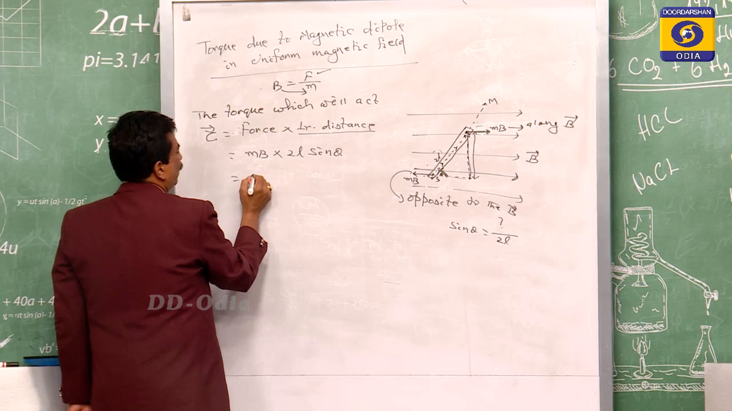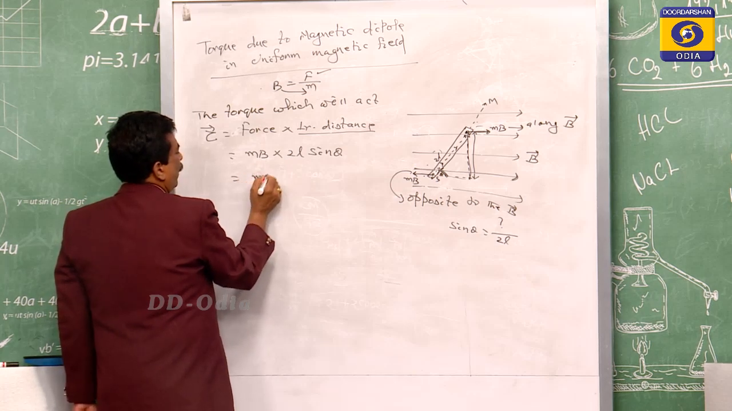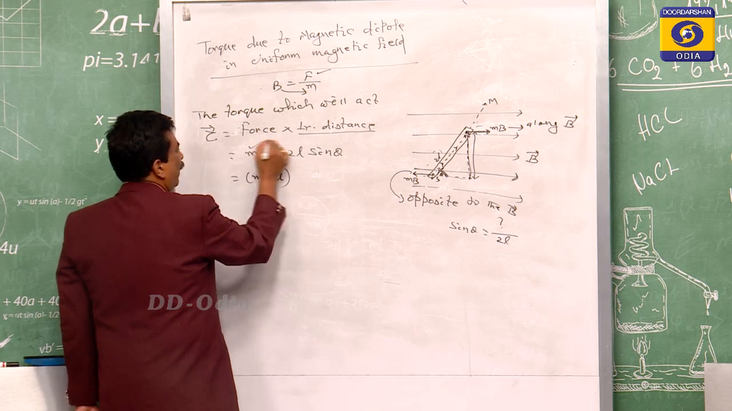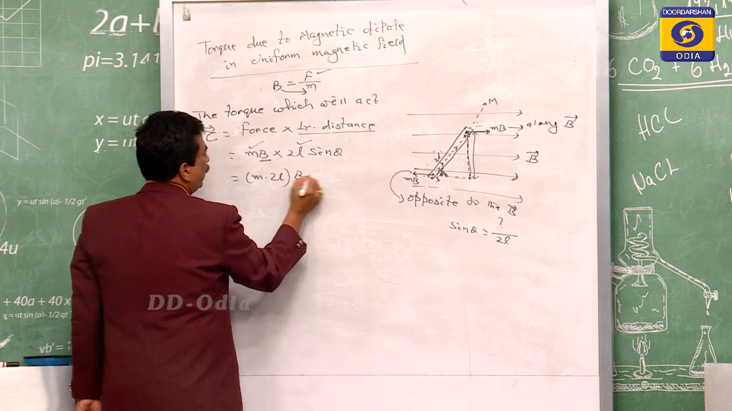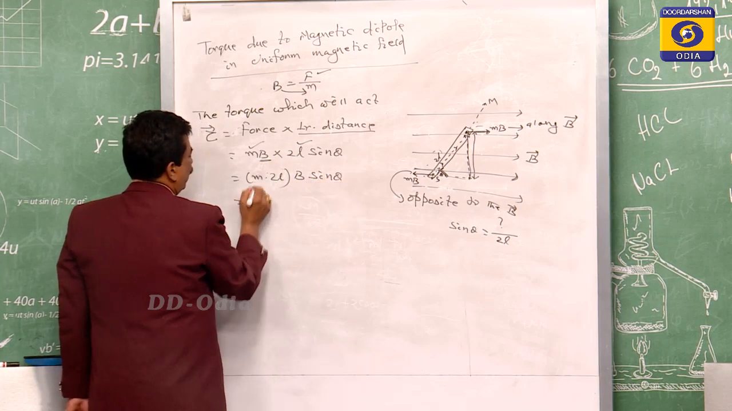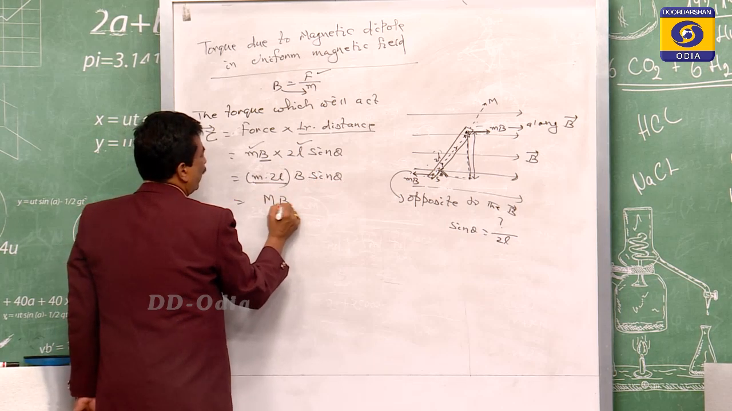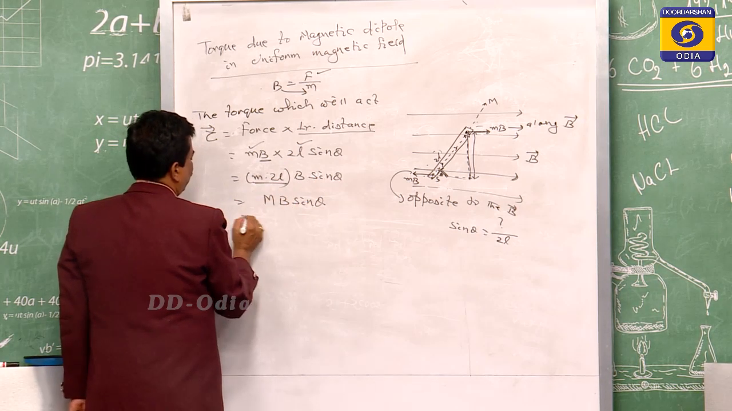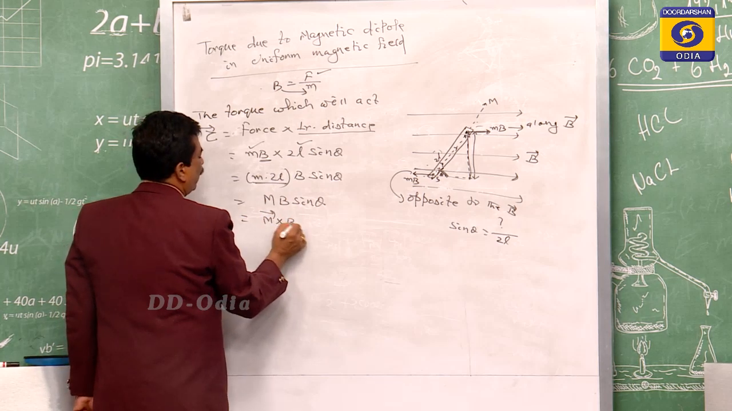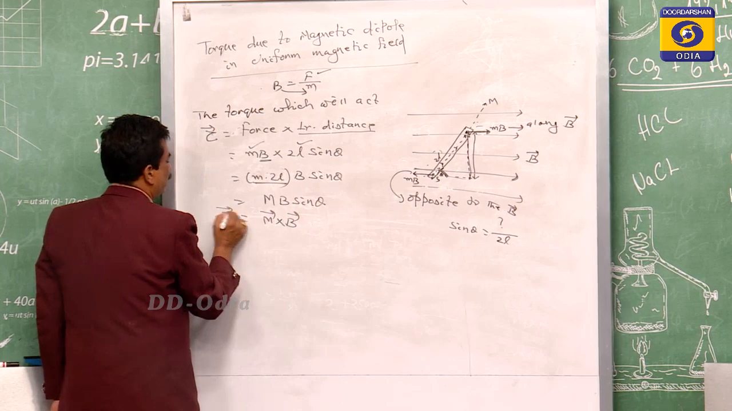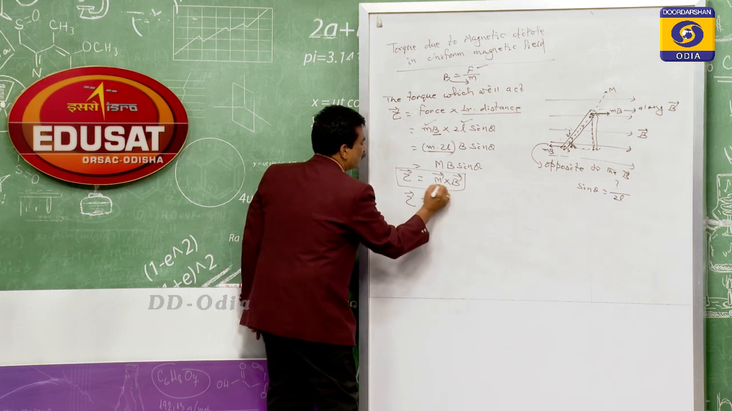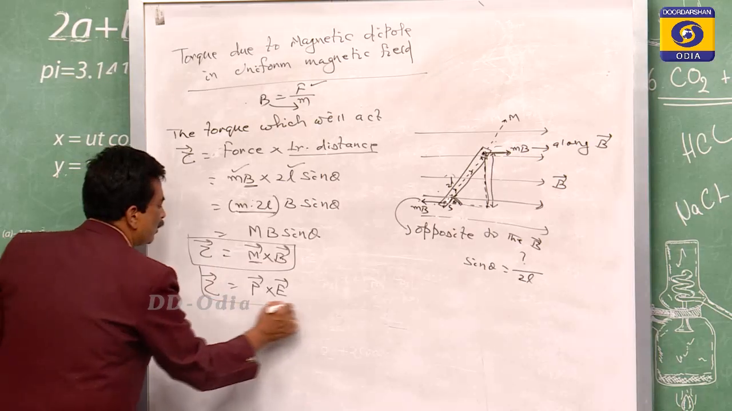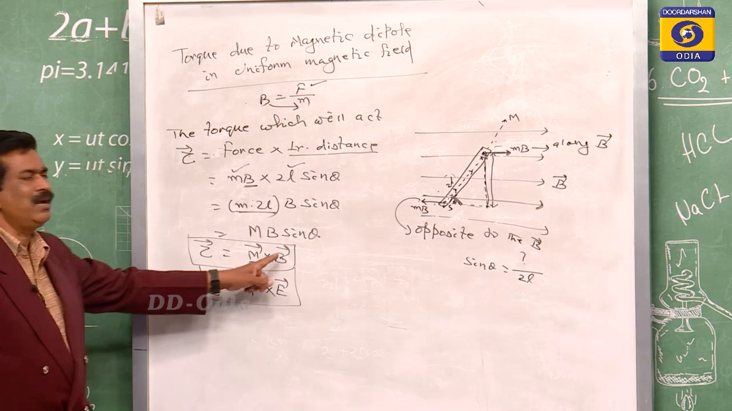If we arrange that, M with the 2L, I take as one part, then the remaining is B sin theta. So M of 2L, which is capital M, times B sin theta, will be the m vector cross b vector, that is equal to the tau vector. For the electric field, the tau vector is equal to, m will be p and B will be E, so that is p cross E. Here it is m cross B.